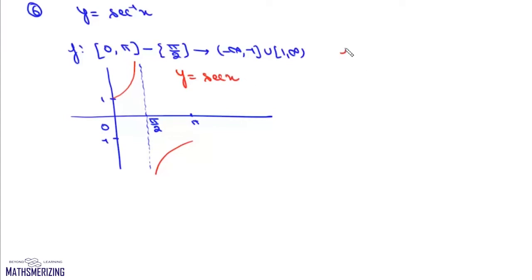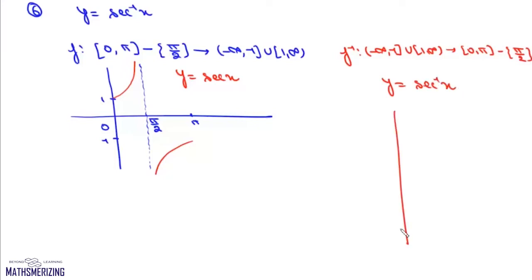Now we'll define secant inverse, and it'll be defined from minus infinite to minus 1 union 1 to infinite to 0 to pi except pi by 2, and it'll be y equals secant inverse of x. And now we'll draw its graph. So we'll mark the points. So 0, pi by 2, pi, asymptote at pi by 2, and we have minus 1 and plus 1.